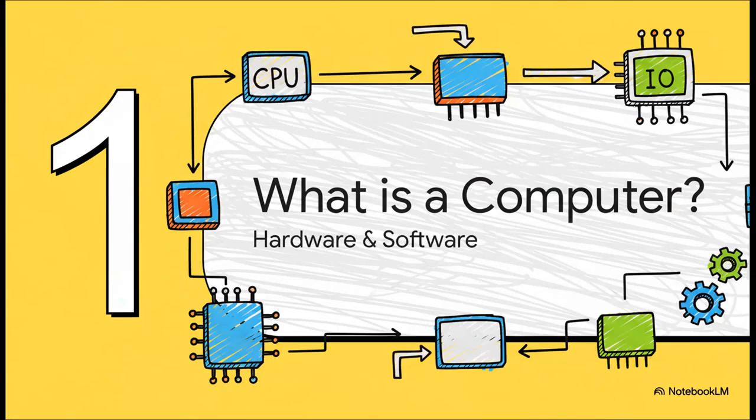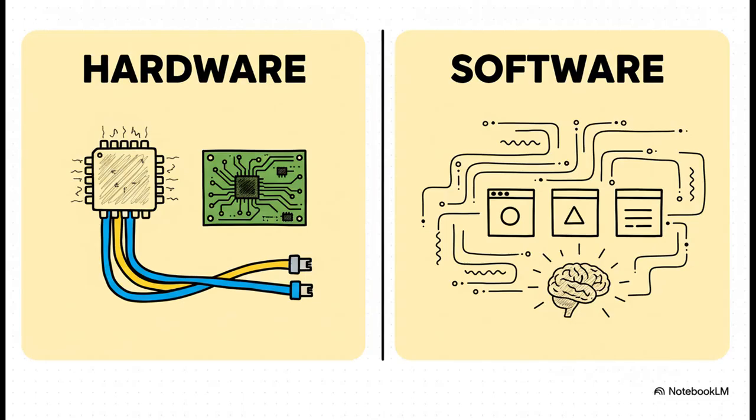Okay, so at its most fundamental level, a computer is really a combination of two very different but totally inseparable worlds. You've got the physical stuff you can actually touch, and then you have the invisible instructions that tell all that physical stuff what to do. And this breaks it down perfectly. On one side, you have the hardware, all the physical bits and pieces, the silicon chips, the circuit boards. You can think of it as the body of the machine.